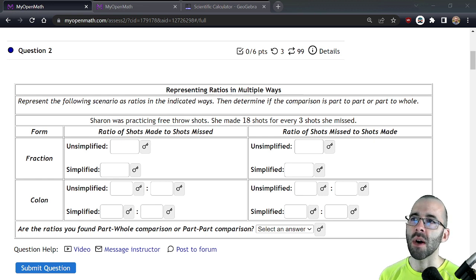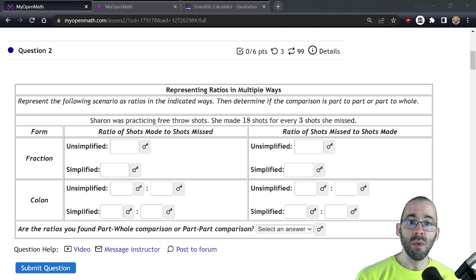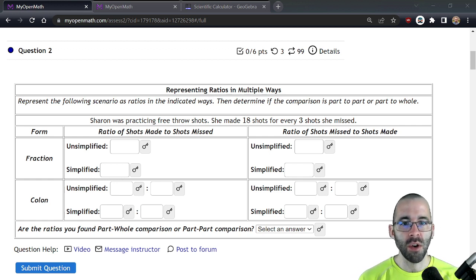An example of part to part would be: I drive 2 miles for every 1 mile that I walk. Whereas part to whole would be: I drive 2 miles out of 3 miles that I go. 2 compared to 1 or 2 out of 3 are the same mathematical values, but one's part to part, one's part to whole.